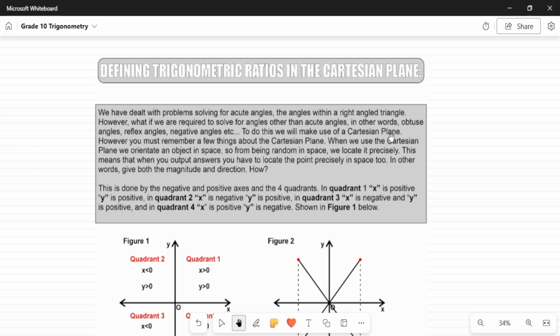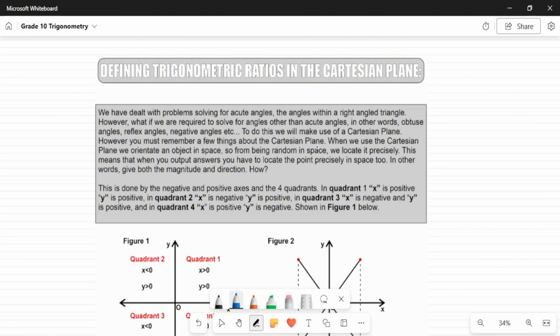Now, this is a very big topic. It's a very, very big topic. In my first year at university, more than 85% of the students failed applied physics, which was heavily dependent on trigonometry, because they didn't understand this simple fact: when we use a Cartesian plane, we orientate an object in space. So from being random in space, we locate it precisely.